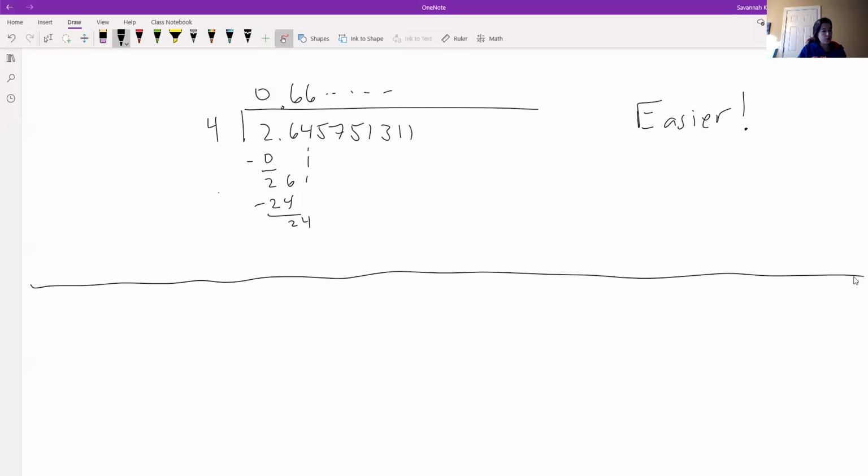So let's just dive into an example of how to rationalize. That means to get rid of the root.